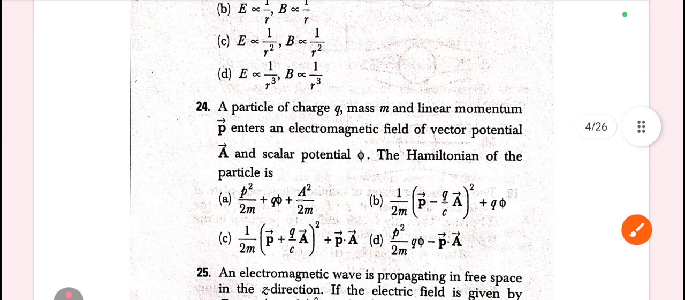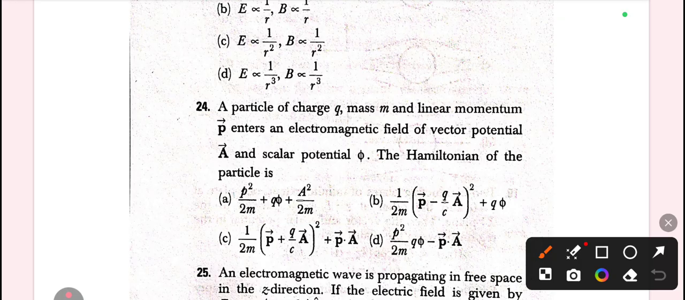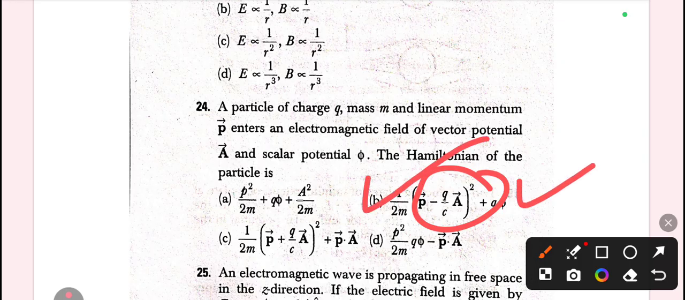We have a particle of charge q, mass m, and linear momentum p that enters an electromagnetic field of vector potential. For this we have to find the momentum, then kinetic energy. Kinetic energy is equal to p square over 2m. If we find the momentum, we will get p minus q over c A, the whole square. This is the momentum, p square over 2m plus phi. This is the right answer.